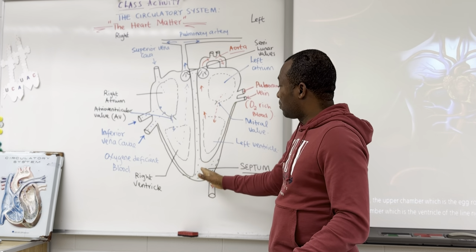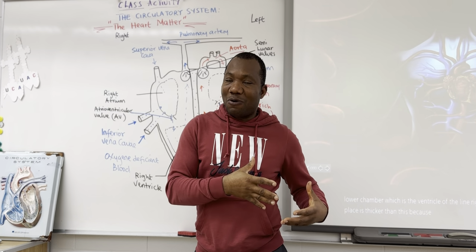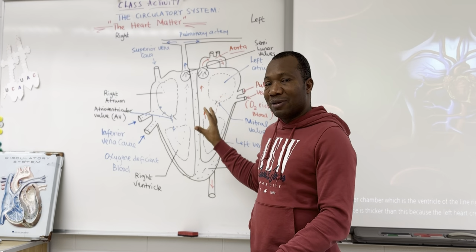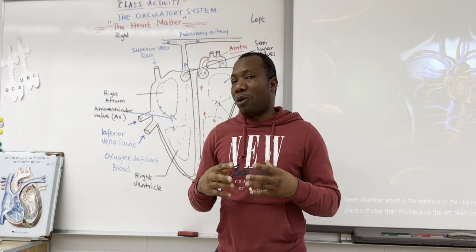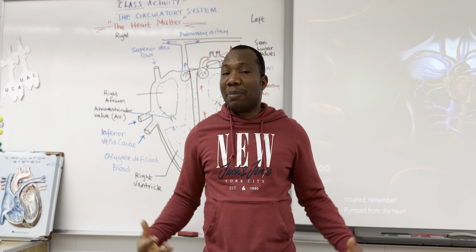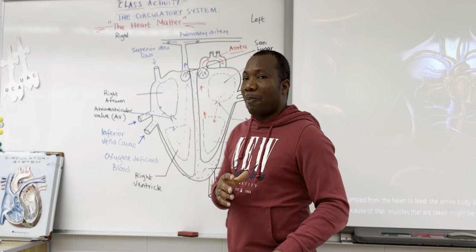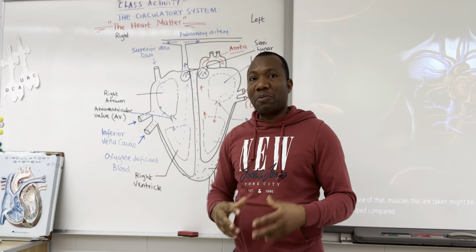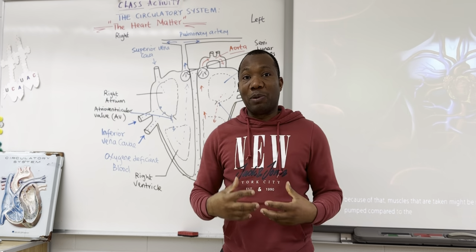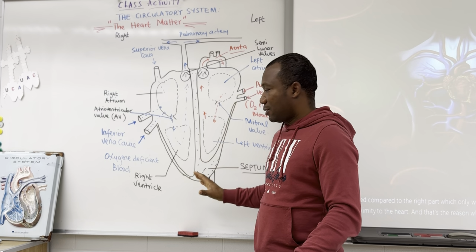And remember, this side is thicker than this, because the left heart is where the aorta is situated. Blood pumped from the heart to feed the entire body should have much pressure, and because of that, thicker muscles are required to get that pressure, compared to the right heart, which only pumps the blood to the lung, which is quite close in proximity to the heart. And that's the reason why you see that the heart muscle over here is thicker than this one.